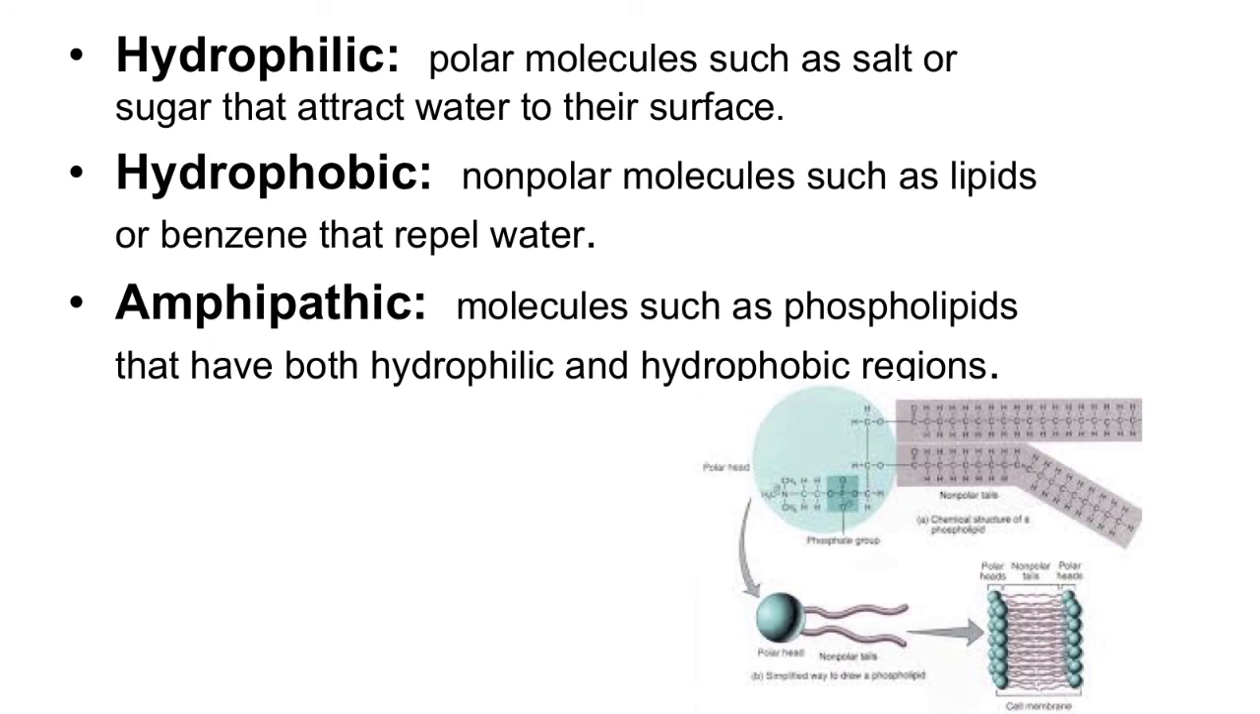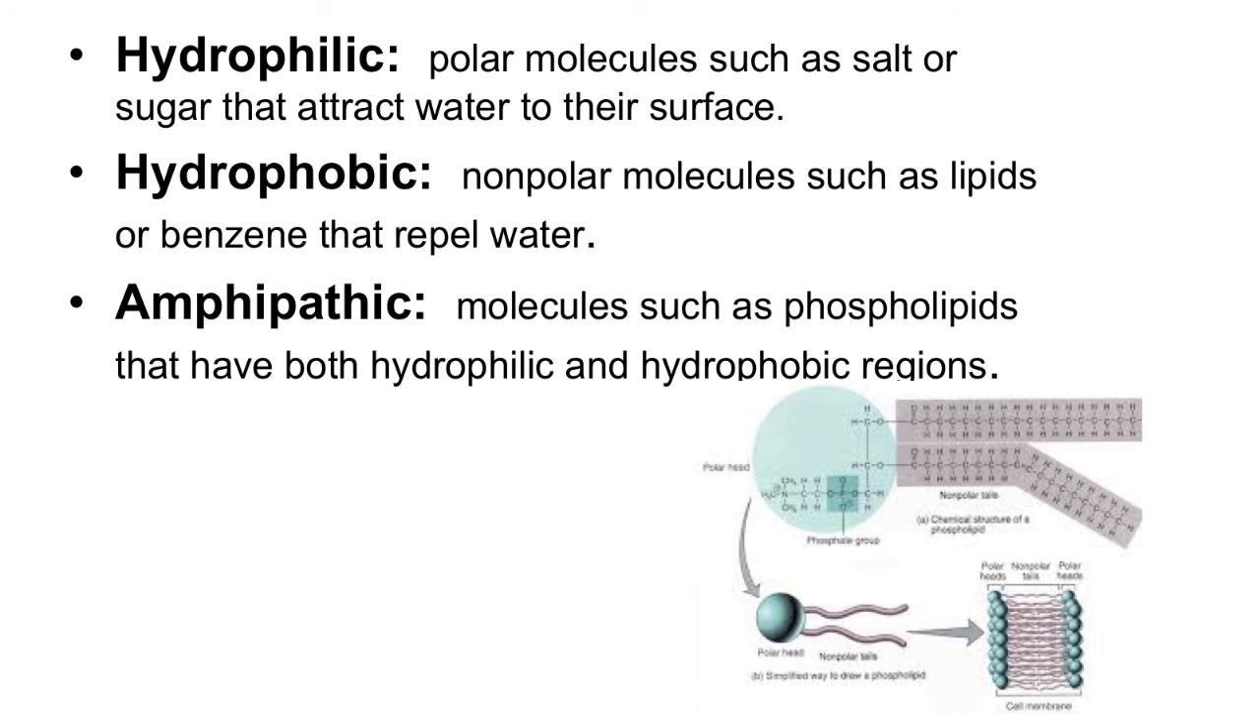A couple more terms for you today. Hydrophilic. Hydro means water. Phil or phile means love. So these are water lovers. These are polar molecules or charged molecules that like to be near water. Hydrophobic, however, phobia means hatred. These hate water. These are nonpolar molecules, things like fats and lipids that do not like water. And the last term is something called amphipathic. These are molecules that have both hydrophilic and hydrophobic regions.